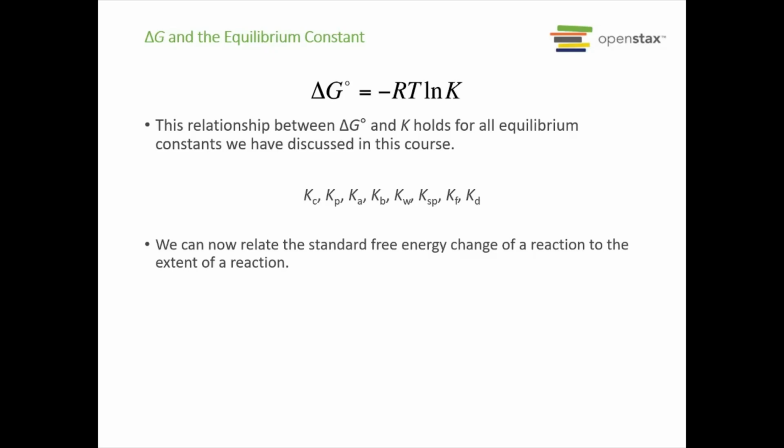And this holds true for all of our equilibrium constants that we have talked about in this course. Kc, Kp, Ka, Kb, Kw, Ksp, Kf, Kd. So many Ks. And so now we can use standard free energy change of a reaction for the extent of a reaction. It's pretty cool. So this really starting to tie in everything we've been talking about so far this semester.